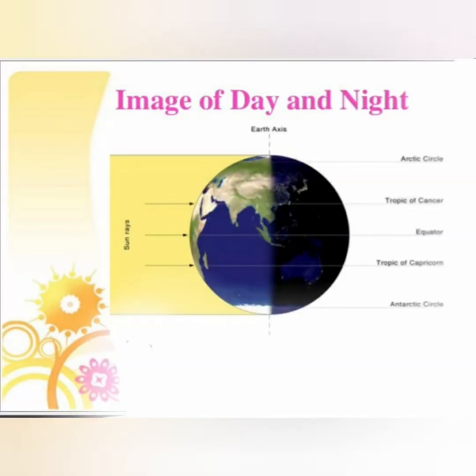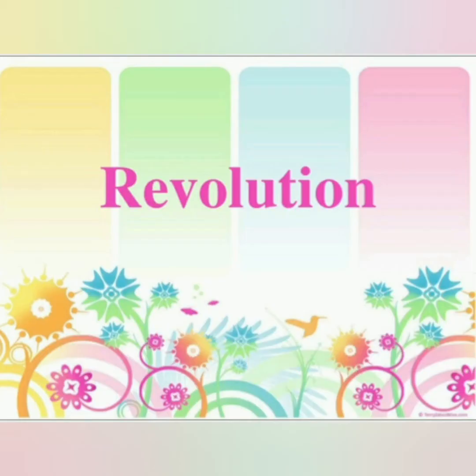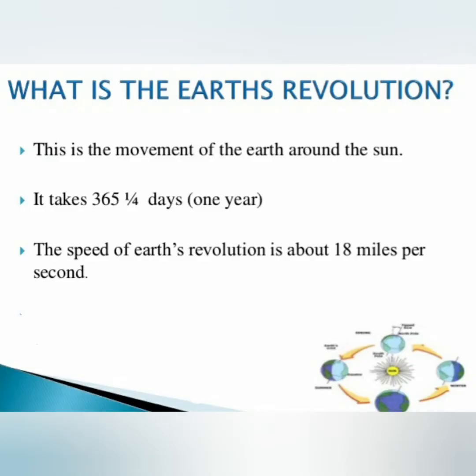Now look at the picture of day and night. The half of the earth that is facing the sun rays will experience day, while the half of the earth that is away from the sun rays will experience night. And you can easily see and understand this by the image. Now let me tell you more about the other motion of the earth, that is revolution.